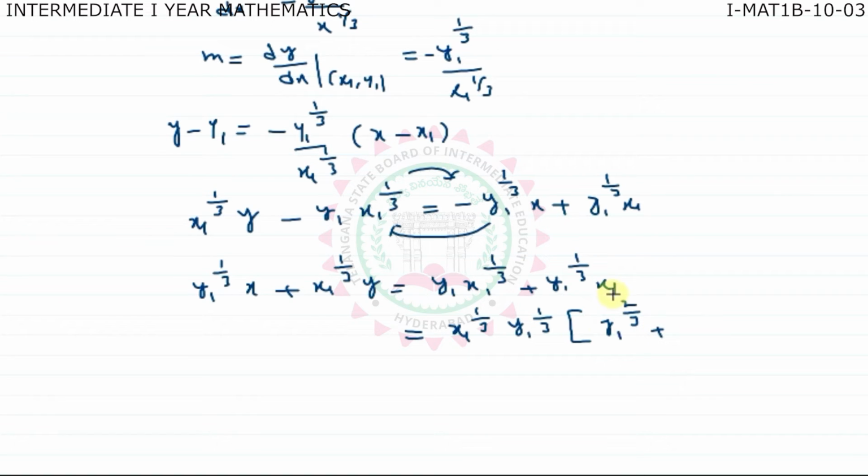Again from x1, if I take x1 to the power of 1 by 3 common, here I will get x1 to the power of 2 by 3. Now this is x1 to the power of 1 by 3, y1 to the power of 1 by 3 into, using the concept of the first relation, this I will get a to the power of 2 by 3. Now divide both sides with this particular term here.